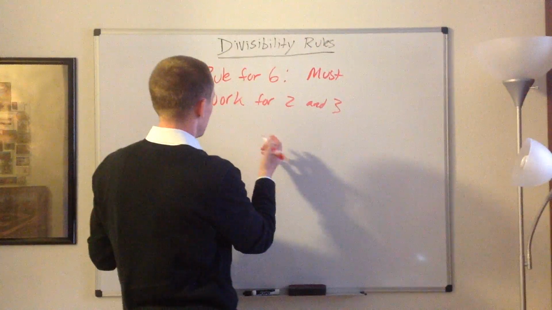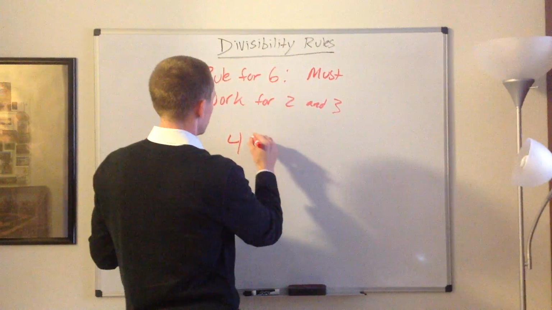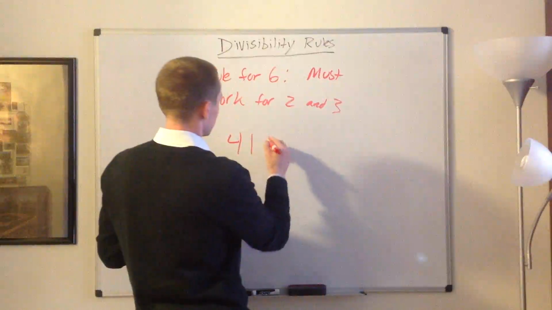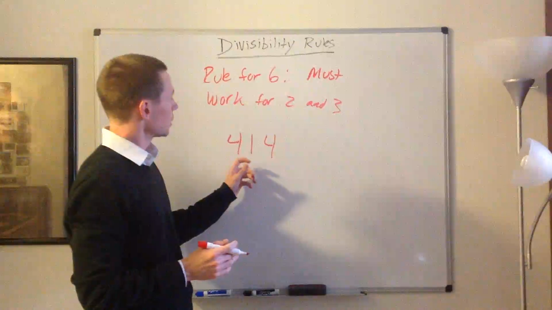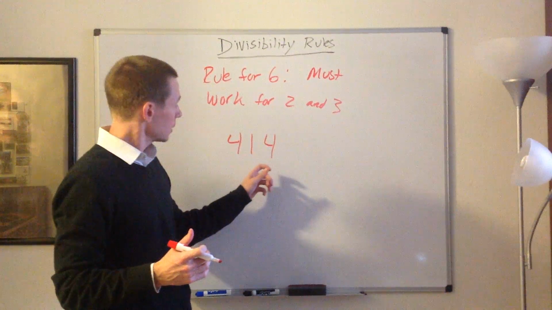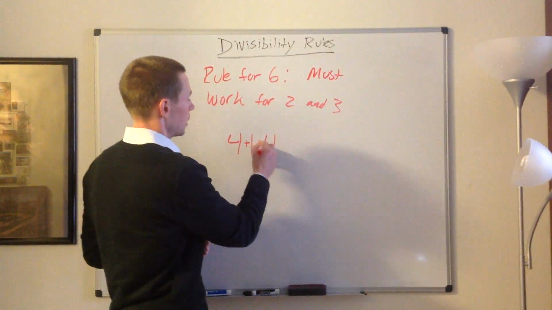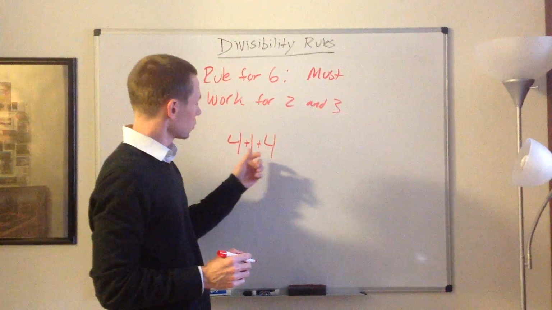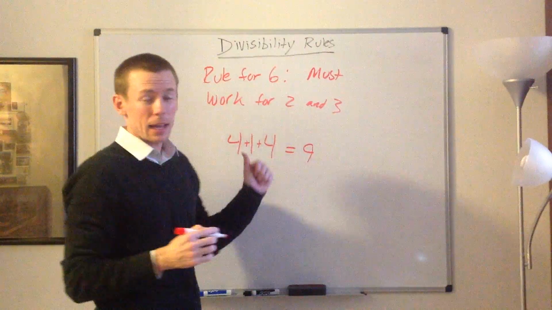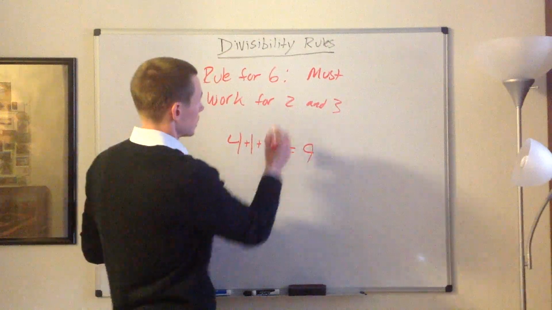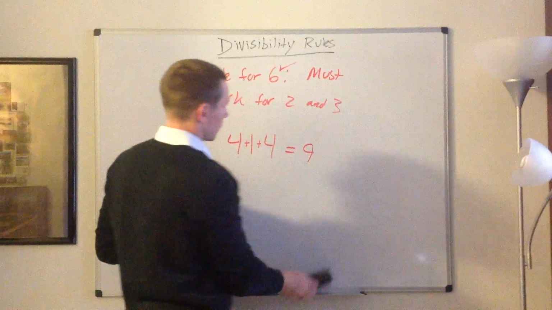So for instance, if I pick, say, 414, does it end in a 0, 2, 4, 6, or 8? Yes. It ends in a 4, so 2 will go into it. What about 3? What's the test for 3? Add up all the digits. 4 plus 1 plus 4 equals 9. So 3 will go into it, and 2 will go into it, so that means 6 will also go into 414 without a remainder.